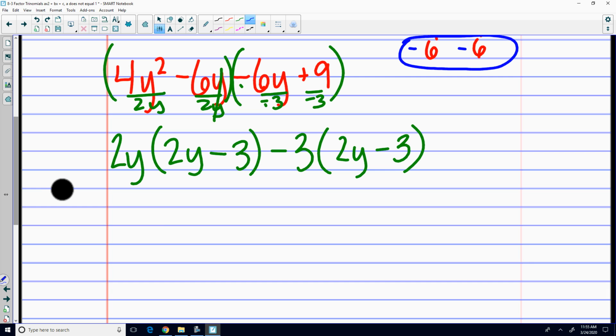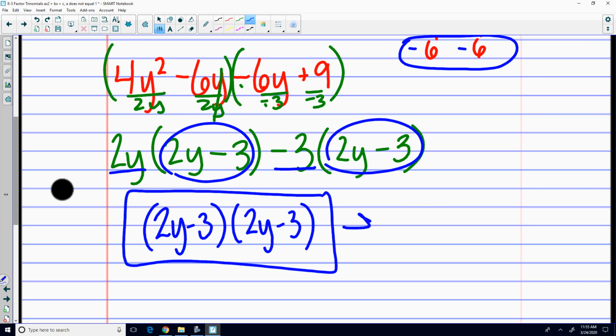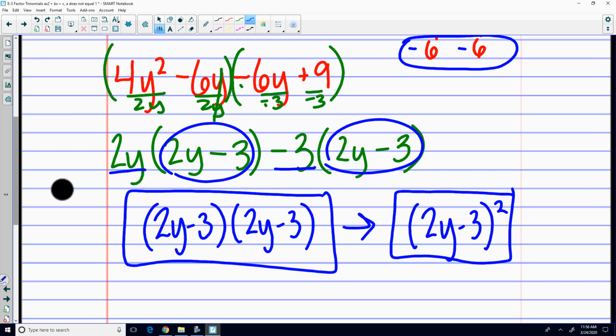Ooh, this is an interesting one. They're the same. So I have on the outside 2y minus 3, and on the inside I got the exact same thing, 2y minus 3. Now that is an acceptable way to write this answer. The other way to write this answer would be 2y minus 3 squared. That's the exact same thing because I have it times itself. But you can only do that when it is multiplied times itself.